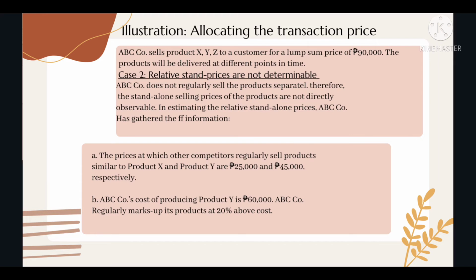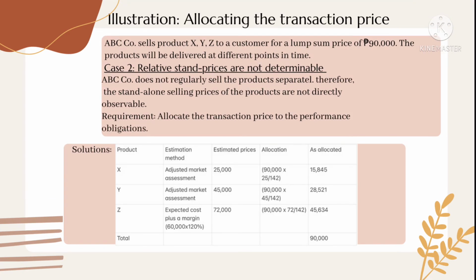First, the prices at which other competitors regularly sell products similar to products X and Y are 25,000 and 45,000. ABC Company's cost of releasing product Z is 60,000. ABC Company regularly marks up its products at 20% above cost. To allocate the transaction price to the performance obligations, the estimation method used for product X is adjusted market assessment. For Y, adjusted market assessment. For Z, expected cost plus a margin.